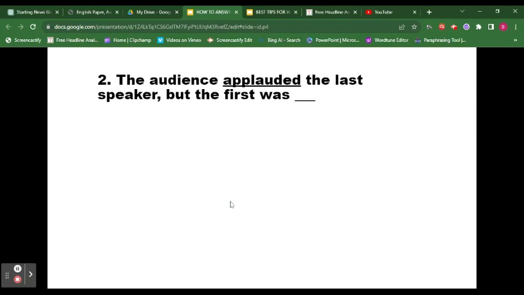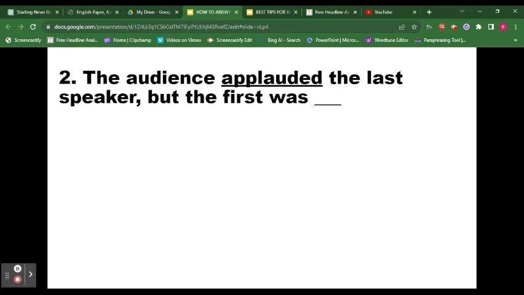Question number 2. The audience applauded the last speaker, but the first was dash. Now, the first thing is to look at the underlined word, in this case, applauded. What is the meaning? To applaud means to commend, or more appropriately, to cheer someone, you know. Yes, to praise, if you like. The audience applauded the last speaker, but the first was blank.